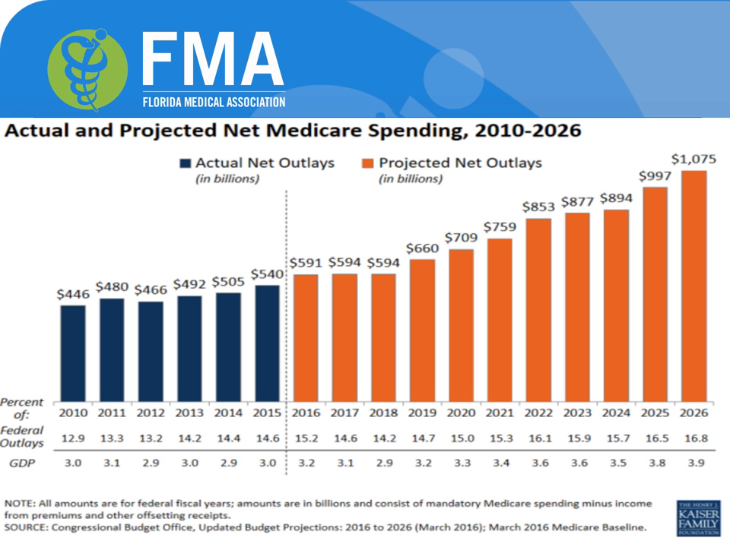Furthermore, projected net Medicare spending is anticipated to double between 2016 and 2026. So you can see here an illustration of actual and projected net Medicare spending from 2010 through 2026. And what you'll see here is that from 2015 to 2026, it's expected that net Medicare spending is roughly going to double in that short 10-year time span.